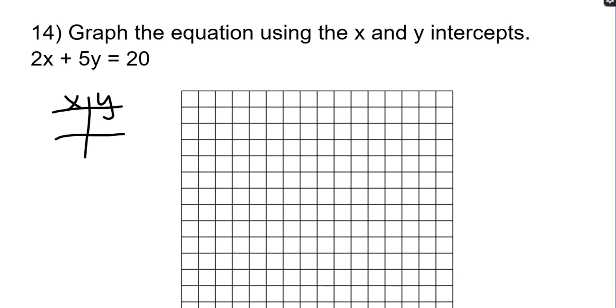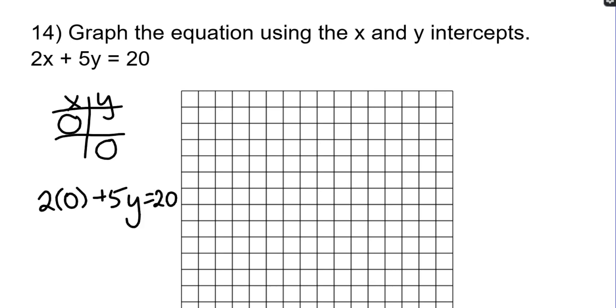Well, the point on the y-axis is the point where x is 0, right? Where x is 0, we're on the y-axis. And the point where y is 0 is going to give me the x-intercept. So those are the values I put into my table and try to solve for in order to get these two intercepts.